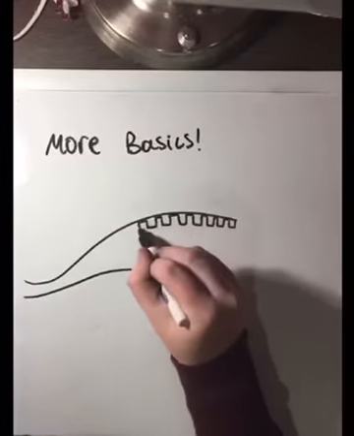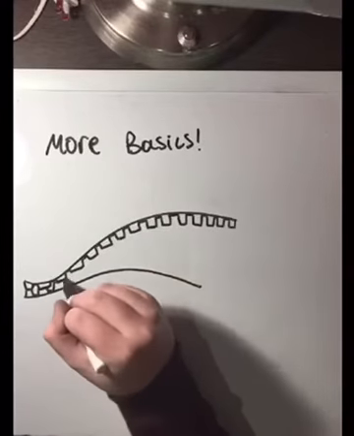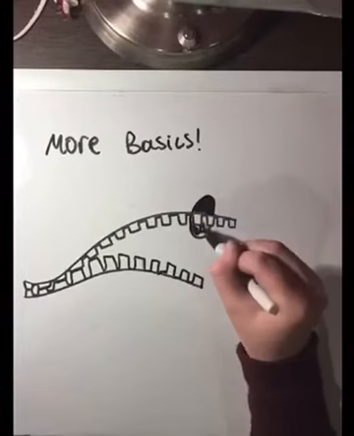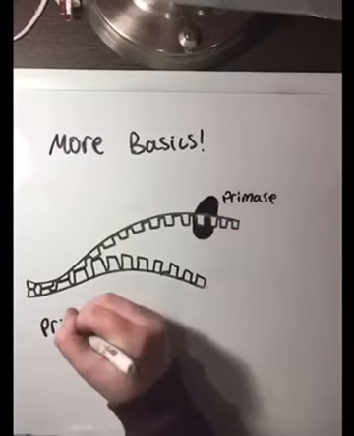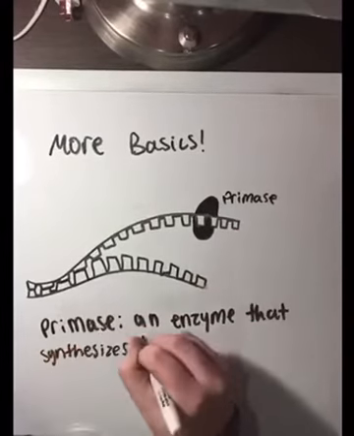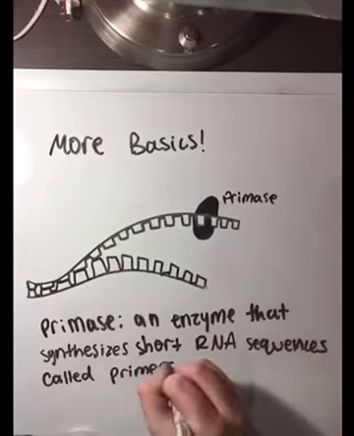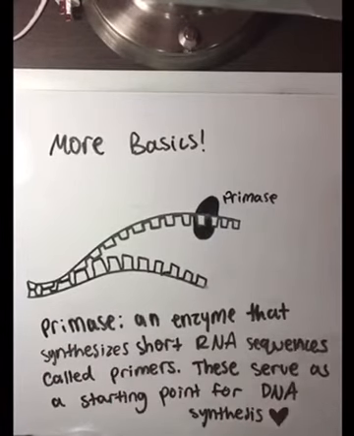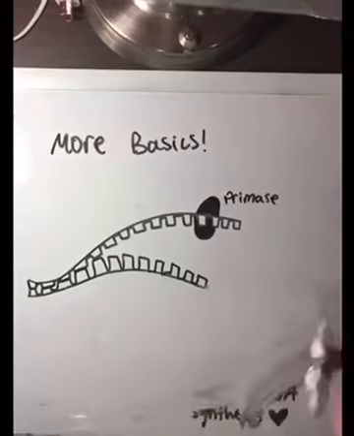Now we're going to cover some basic enzymes that play a role in division and replication. Here is primase. It's an enzyme that synthesizes short RNA sequences called primers, which tell the DNA polymerase where they have to start building.